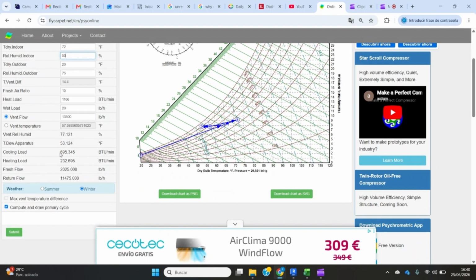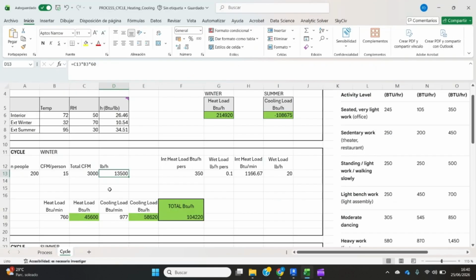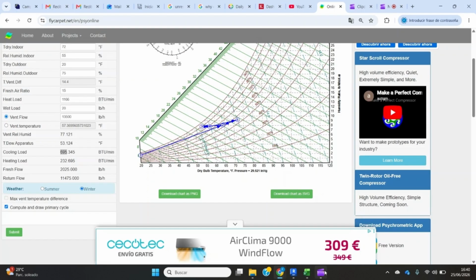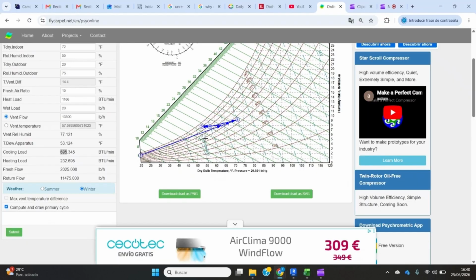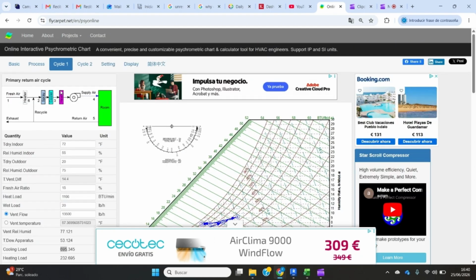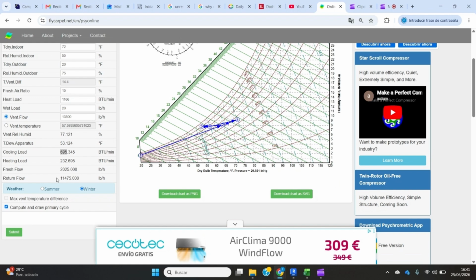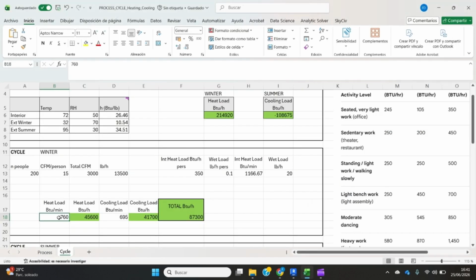So let's type this: 695 BTU per minute. So the cooling load. Okay, and the heating load, because after cooling we need to heat it up. From point 3 to point 4 we do have the heating coil. So we have a heating load, and the heating load is 232 BTU per minute. So this is 232 BTU per minute, and this is the value in BTU per hour.